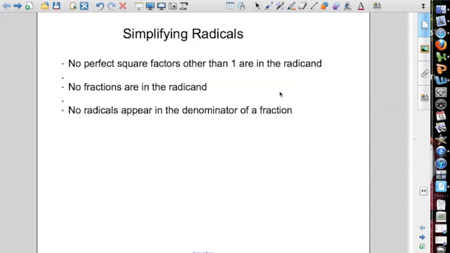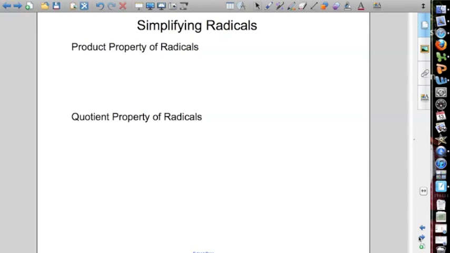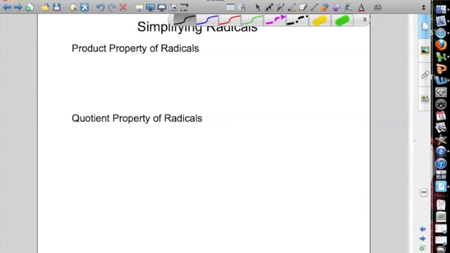Along with this, if you ever have a fraction, meaning that the numbers are outside the radical sign, you will want to reduce those down. Again, we'll look at examples of all of these, but those are the three things to keep in mind. When we work here, we'll use these two main properties.